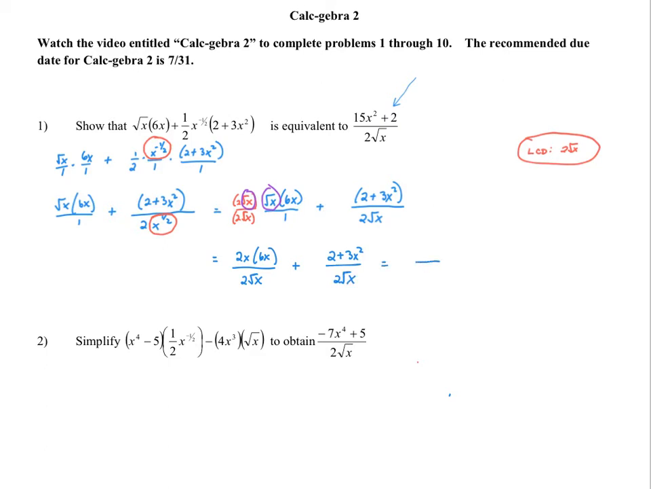Since we have a common denominator, we can bring the fraction together. In the numerator, we have 12x squared plus 2 plus 3x squared, all divided by 2 root x. Now, in the numerator, we can combine our like terms. 15x squared plus 2 divided by 2 root x. We can see that that's what we wanted, so therefore we're correct.